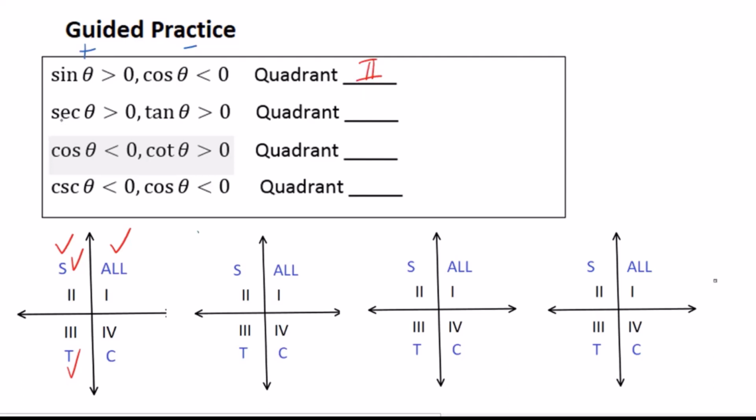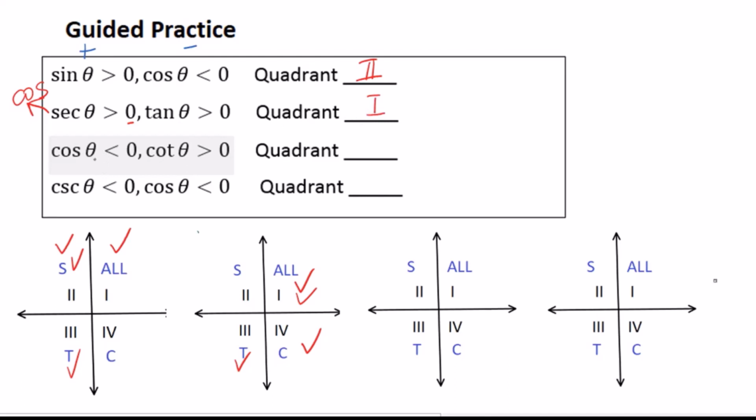Look at the second one. Secant theta greater than 0. The reciprocal for secant is cosine. In other words, we know cosine is positive. Tangent is positive. Cosine is positive, that means all C. Tangent positive means all T. So we get the first quadrant will be the answer.